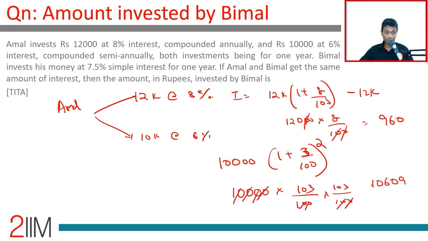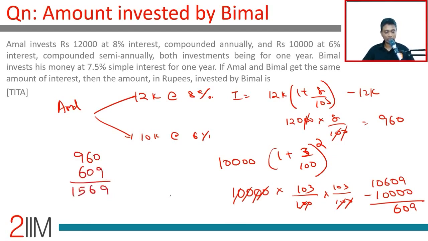106 into 100 plus 3 square. A square minus b square is a plus b into a minus b. Or the interest component is this minus 10,000, which is 609. Brilliant. The total interest will be 960 plus 609, 1569. This is the interest Bimal gets when he's investing his money at 7.5% simple interest for 1 year.